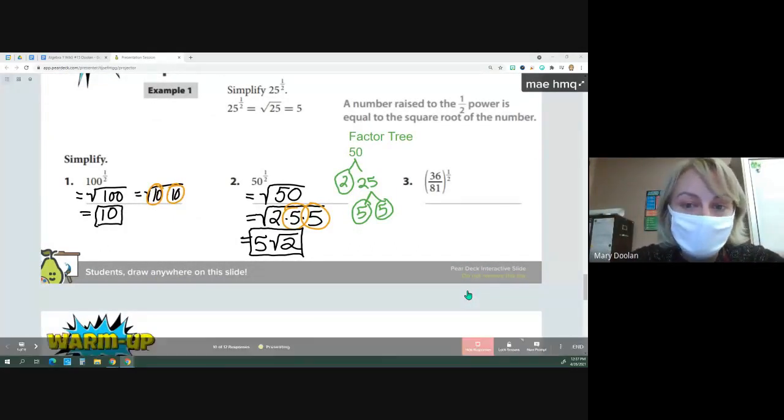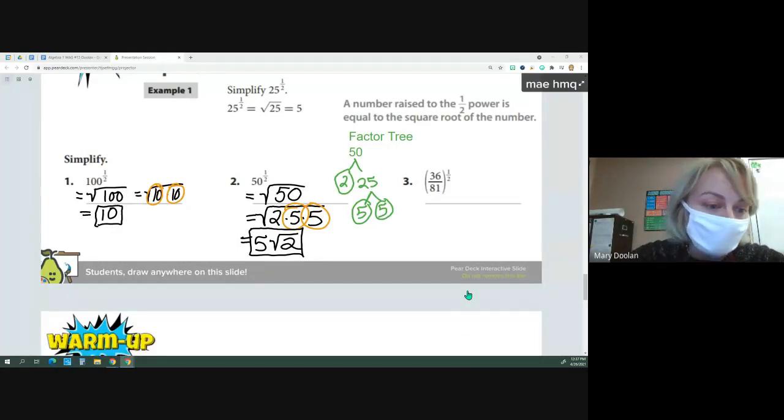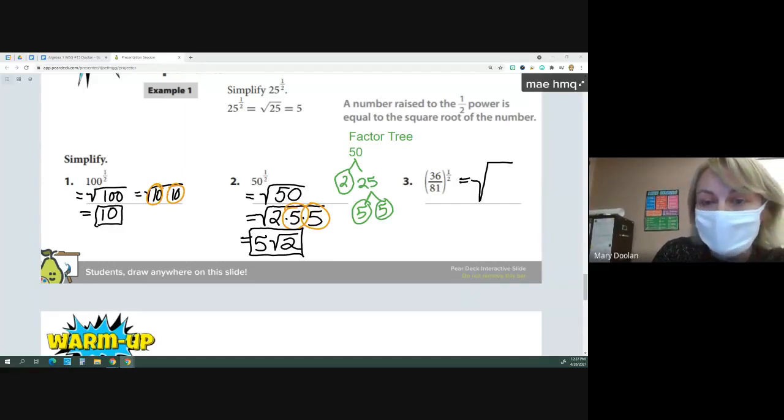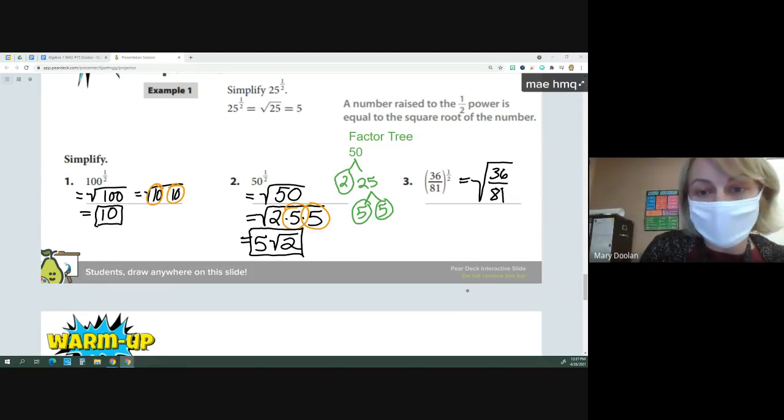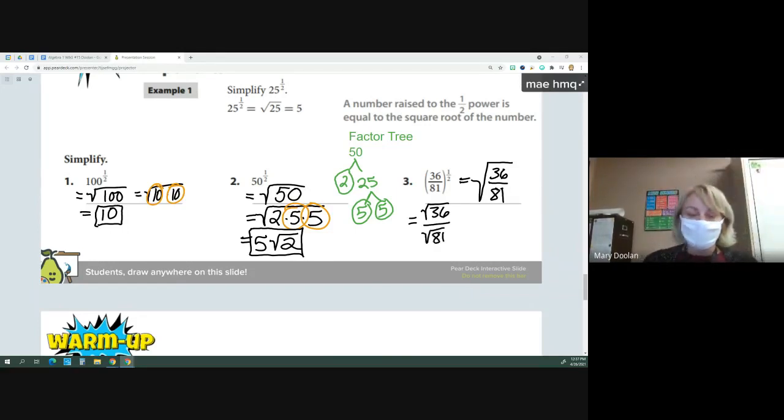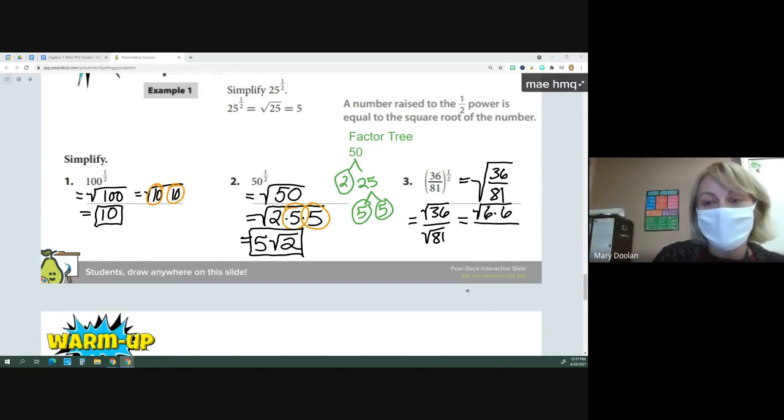First thing I would do probably is rewrite this as a square root. And it's a big square root. It's the square root of 36/81. But when you take the square root of a fraction, you are allowed to break it up. So I can then switch this to the square root of 36 over the square root of 81. The square root of 36. Well, 36 is the same thing as 6 times 6. 81 is the same thing as 9 times 9.